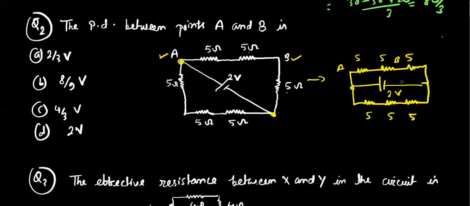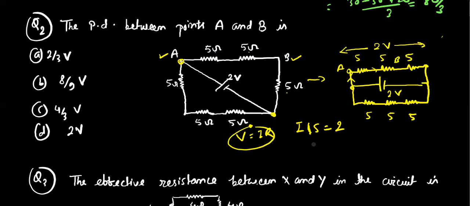Now I'm going to find out first of all the current moving through this branch. So we know that the combination of these 3 is parallel to the source. That's why the overall potential of this point will be 2 volt. That's why we can easily write, if I is the current passing through this branch, then I times 3 times 5, that means 15, will be equal to 2. So V equals IR. Here we have used Ohm's law.